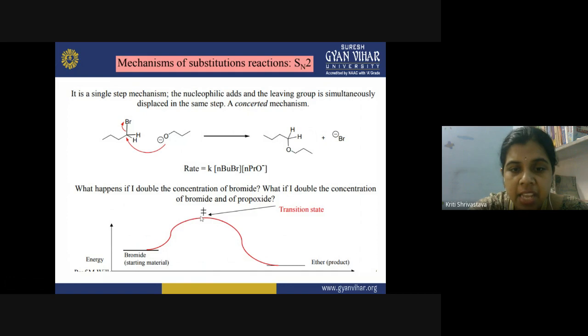It is a very high energy molecule, and quickly what happens? The bromine atom, the leaving group, leaves the substrate, and your product, that is ether, is formed. So finally, after the formation of the activated complex itself, ether is formed as a product.